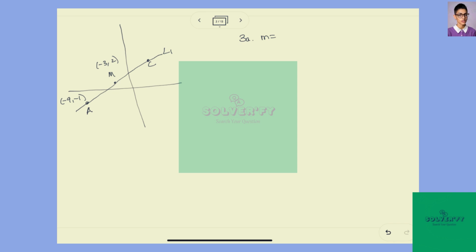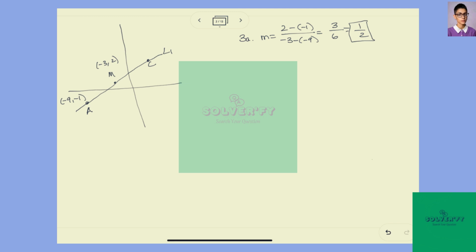I'm going to take the 2 points that I have, 2 minus -1, change in y, over -3 minus -9, change in x, to calculate that. It gives me 3 in my numerator and -3 plus 9, or 6, in my denominator. So my gradient, or my slope, is just 1/2.